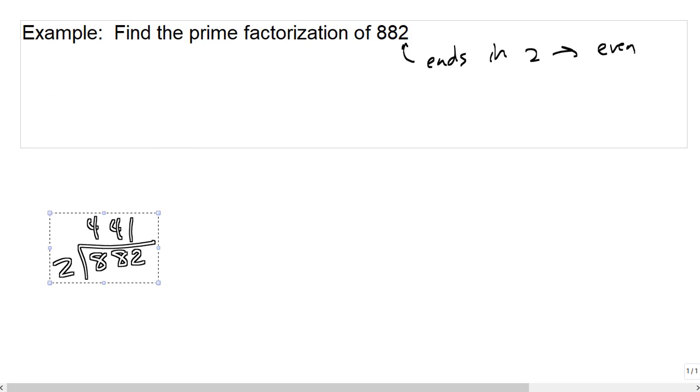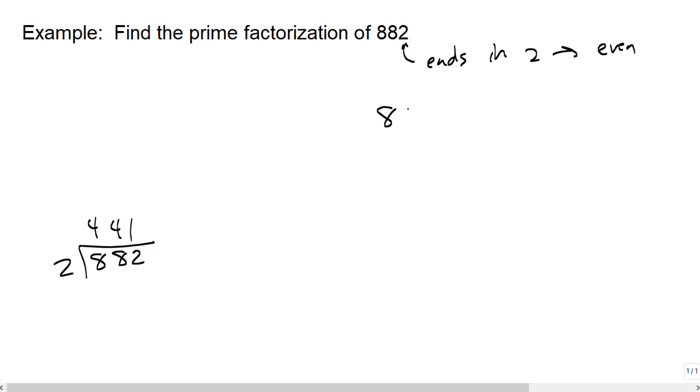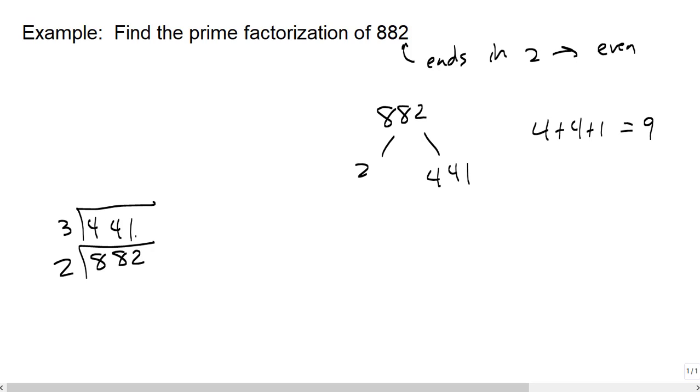The factor cake method would go this way. The other one would be 882 is 2 times 441. Now, okay, 441, it's not divisible by 2 anymore, but 4 plus 4 plus 1 is 9. That can be divided by 3, so it can be divided by 3. Now, rather than do another long division, we can go in here.